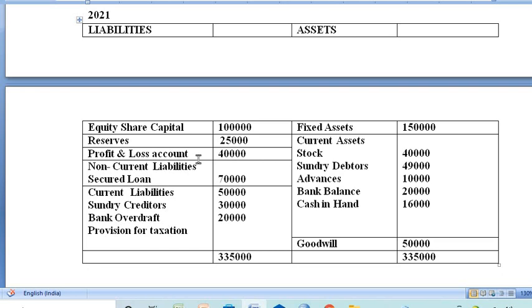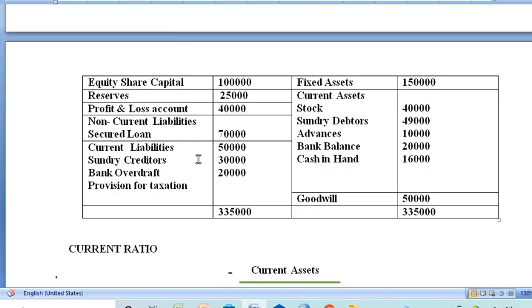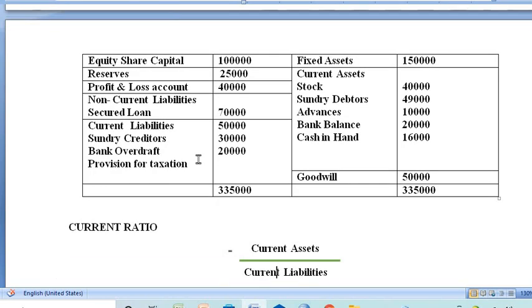The first ratio we are going to calculate is the current ratio. We have already discussed the formula. Current ratio equals current asset divided by current liability. From the balance sheet we want to pick out the current asset and current liabilities. First we will pick out the value from the asset side of the balance sheet, because current asset belongs on the asset side.